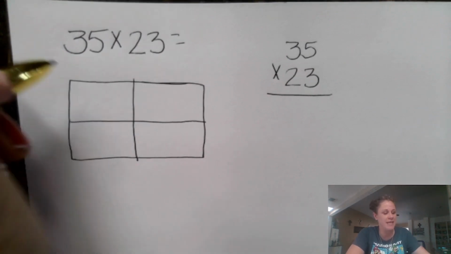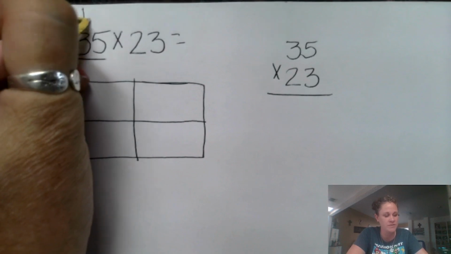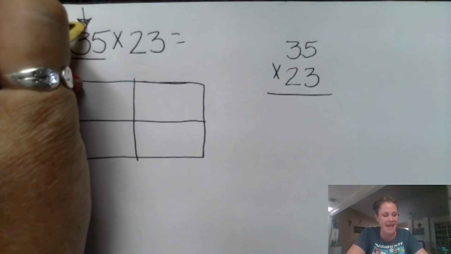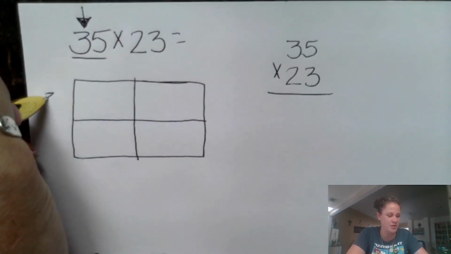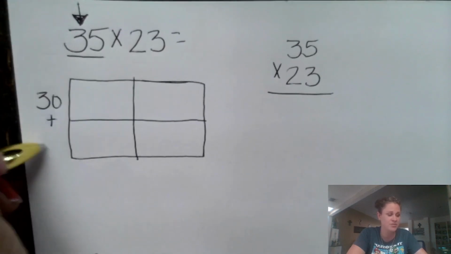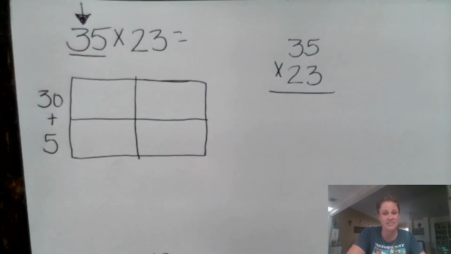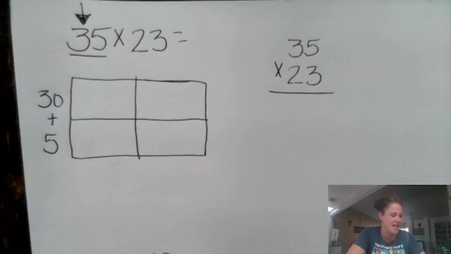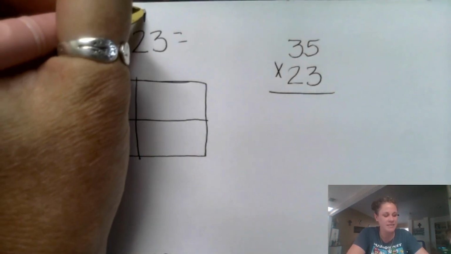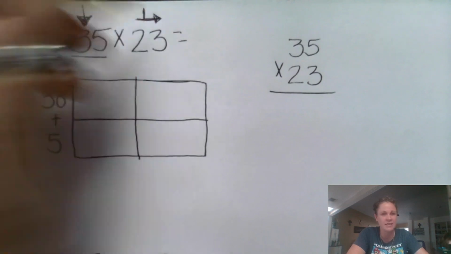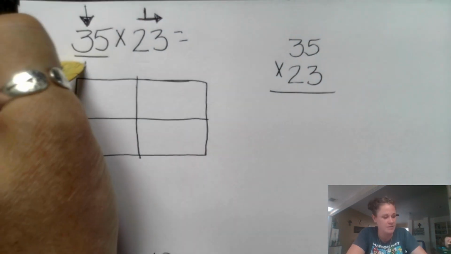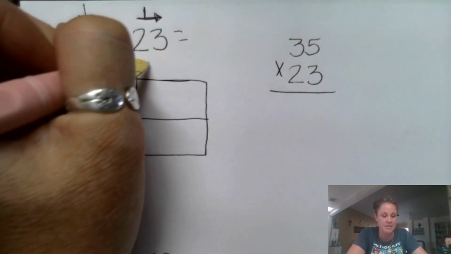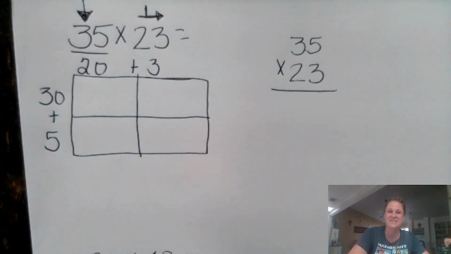Okay, so if you will take this first number and always write it going down. So I'm going to do 30 plus 5. Remember, you don't have to do it this way. It's just easier for me to multiply by tens and hundreds, so I always do it in expanded form. Then we're going to take 23, and I'm going to write it going across. So I'm going to say 20 plus 3, okay?